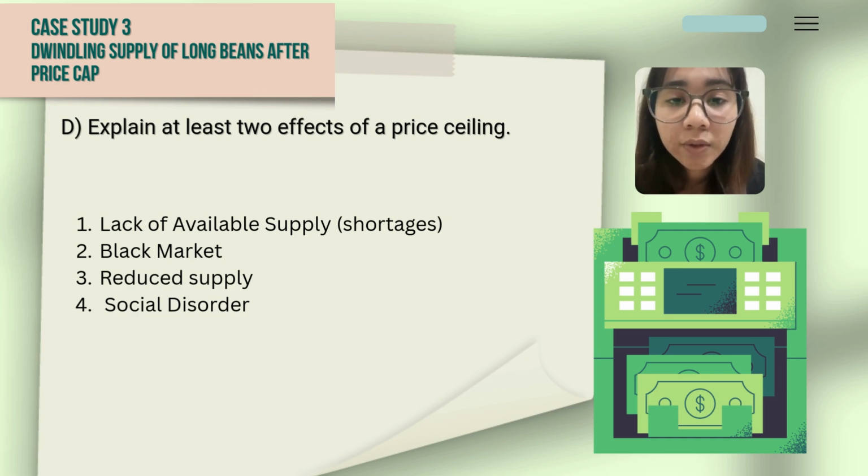Fourth is social disorder. Low prices can lead to panic buying or hoarding among some consumers. This creates long queues and tension in society. A binding price ceiling benefits some consumers by lowering prices, but it also creates market shortages and social challenges.